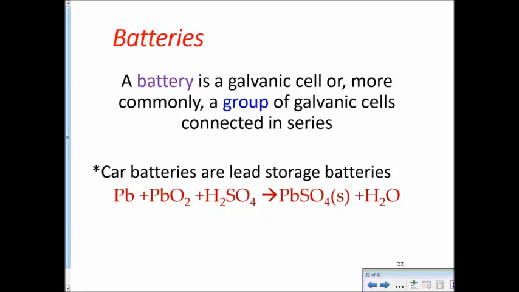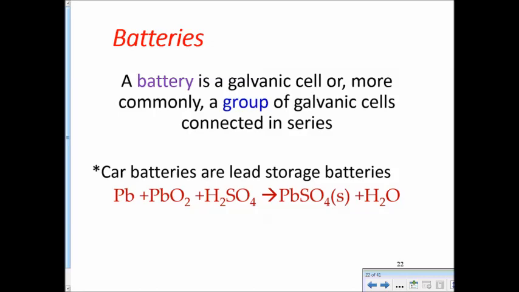A battery is a galvanic cell, or more commonly a group of galvanic cells connected in a series. Because as you see, that particular one only produced 0.32 volts, so that's not a lot of volts. However, the D batteries that I have over here in the classroom are 1.5 volts each. And they're kind of big.